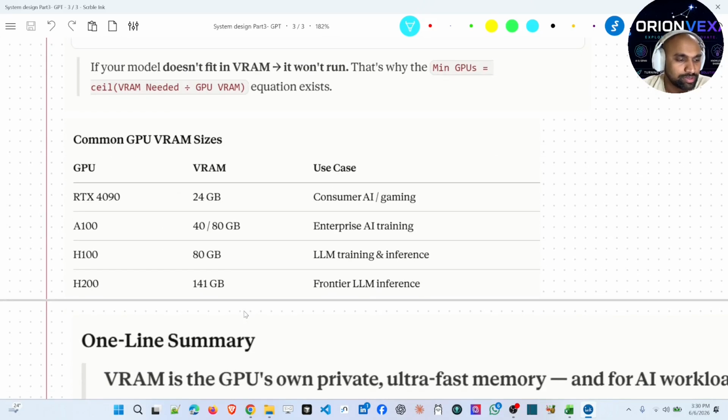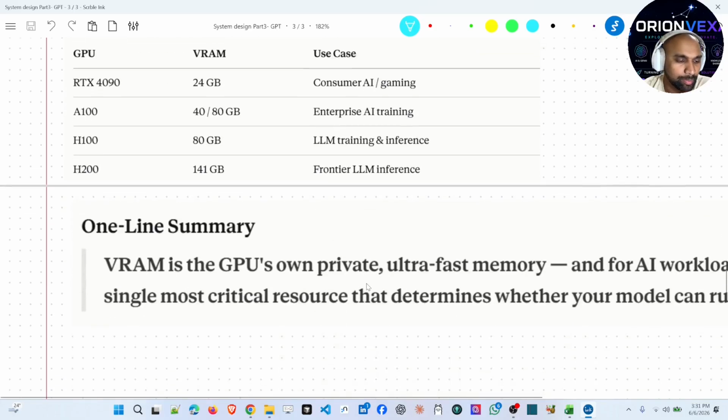Okay, this is the comparison. RTX 4090 has around 24 GB of VRAM. A100 is available in 40 and 80 GB variants. H100 is 80 GB. H200 is 141 GB. This is used for frontier LLM inference.